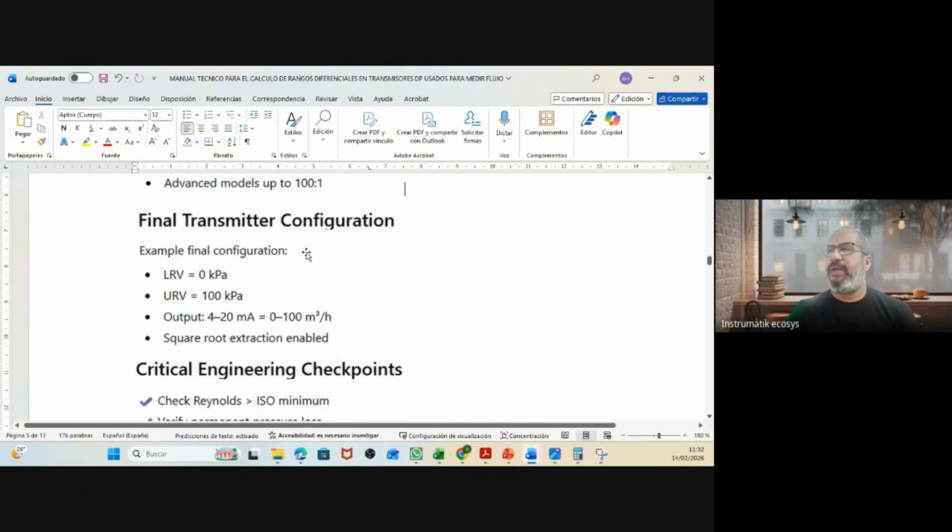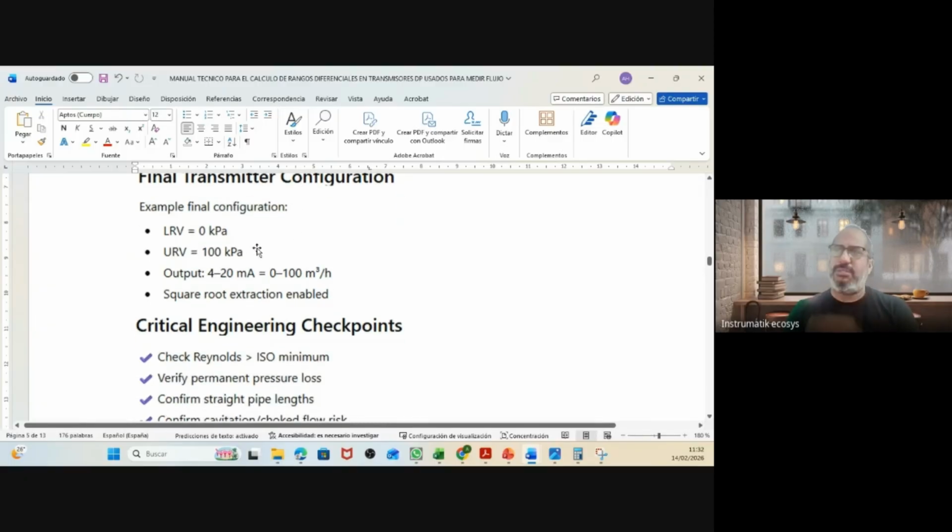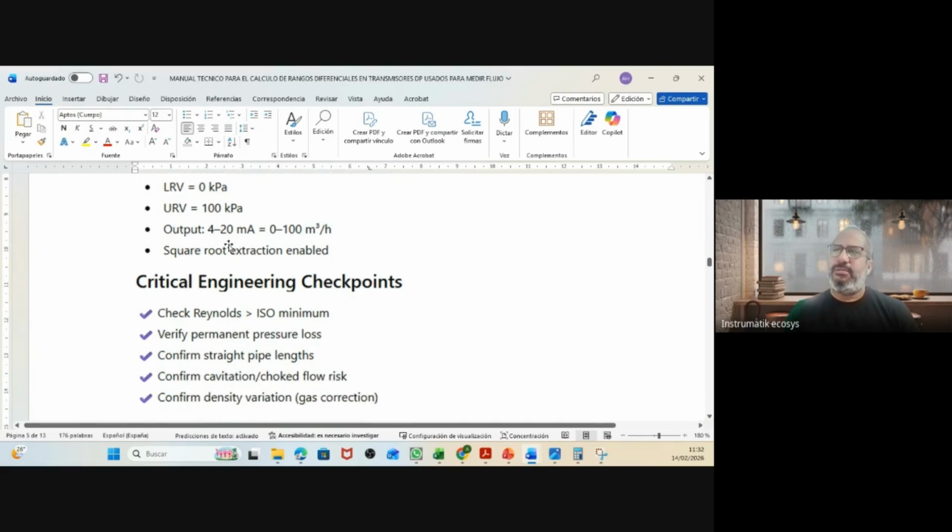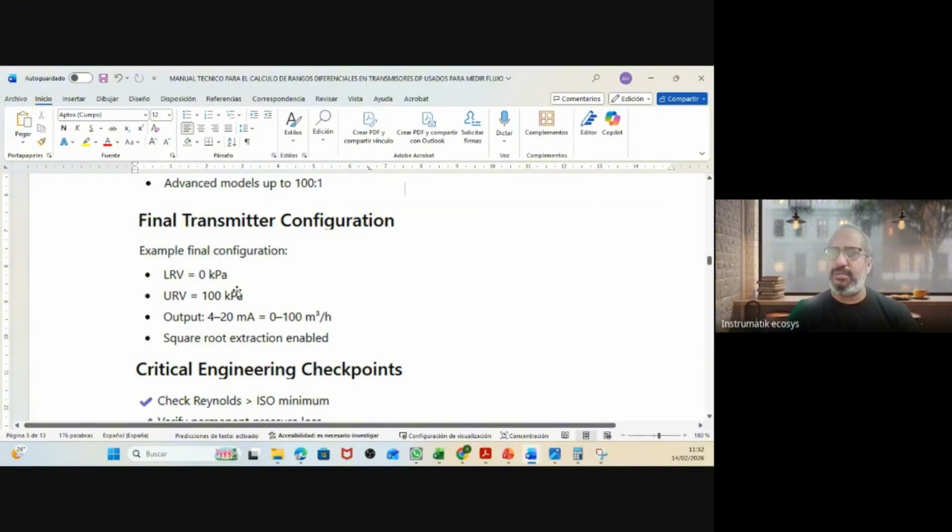So the final transmitter configuration, this is an example. Example final configuration is LRV 0 to 100 kilopascal. The units you can see here are kilopascal because it's the one that the ISO standard uses. Then you can convert this to millimeters of water, but ISO uses kilopascal. So which one do you use in Pakistan?